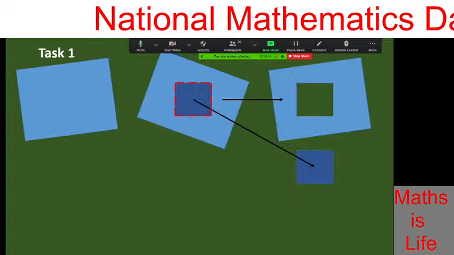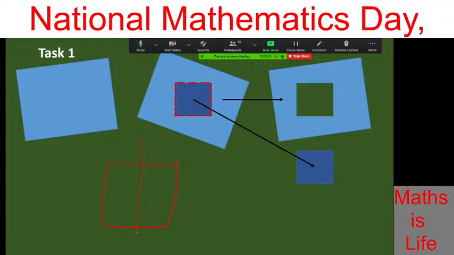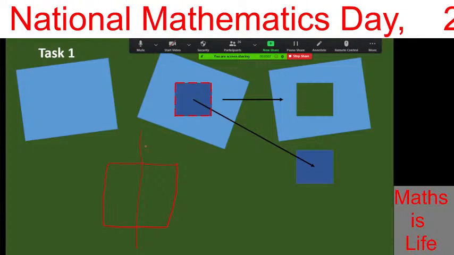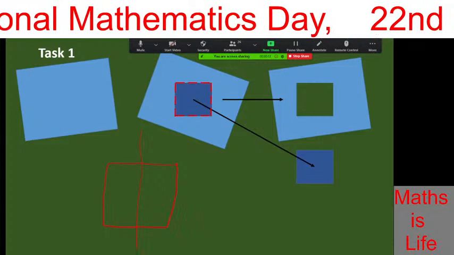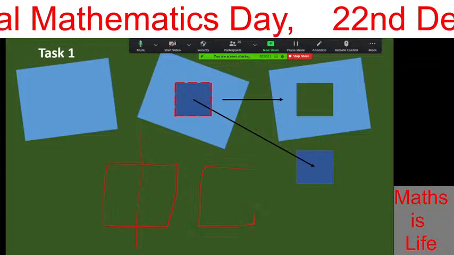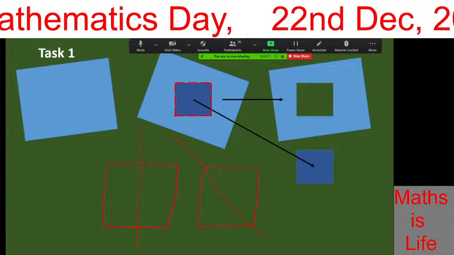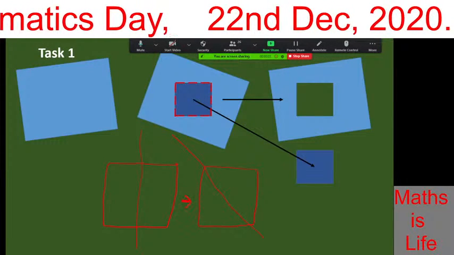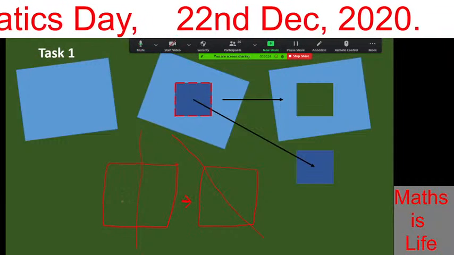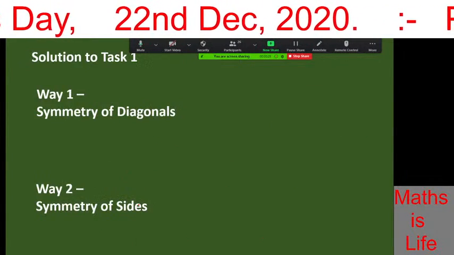You can see here, if this is a square, the symmetry we can get is using the perpendicular line between the sides, right? Like this. Also in a square we can get symmetry by the diagonals as well. So both ways of symmetry are useful here. Just one is more useful, one is less useful. Both ways we will see.